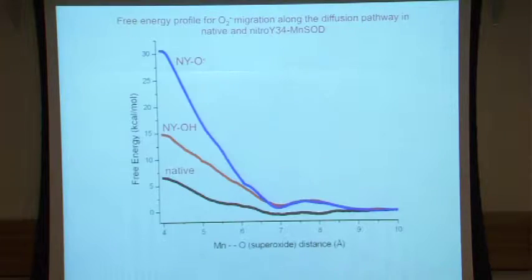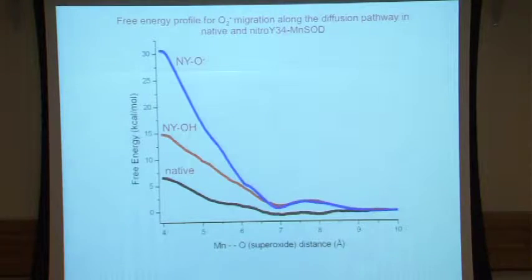This is a diffusion-controlled reaction. The reaction rate constant is about 10 to the 9 per molar per second. Very fast. Goes in, hits the metal, gets out. If in the simulation we include the nitro group, superoxide is coming in, but when it's approaching the tyrosine at 5 angstroms, you need much more energy to push it in. You have a steric hindrance.